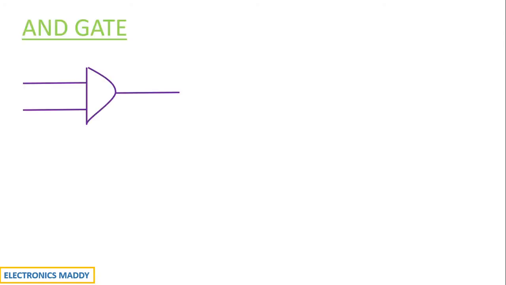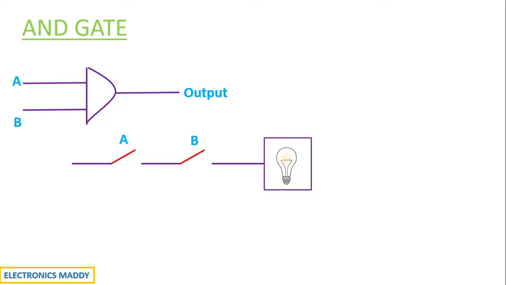Hello everyone. In order to understand the ladder diagram of AND gate, let us try to understand how does an AND gate operate. So this is the logical symbol of a two-input AND gate, and it can be realized by considering a simple example where two switches A and B are connected to the light load in this particular fashion.